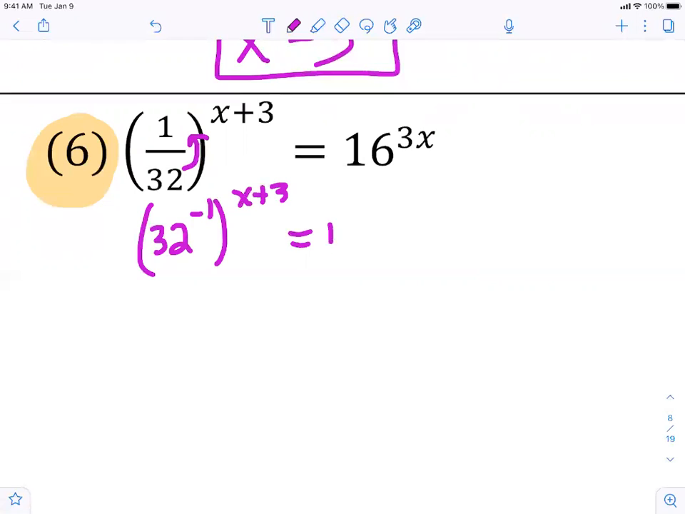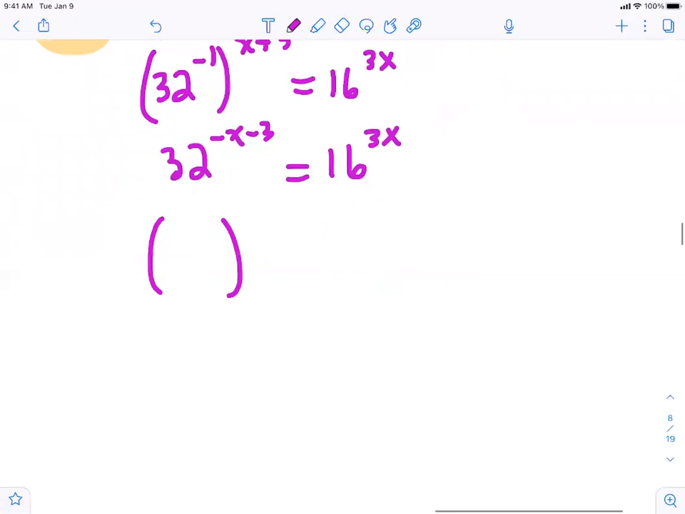And our exponents stay. If we multiply those exponents together, this becomes 32 to the negative x minus 3. Now this becomes kind of every other problem that we work with. I'm looking for what I can change 32 by. What base can we use that is also the same base as 16? It can't be 16, because if I raise 16 to the second power, that doesn't give me 32. So I'm kind of suspicious that 2 is the base. 2 raised to what power gives me 16? Well, that's going to be 2 to the fourth power.